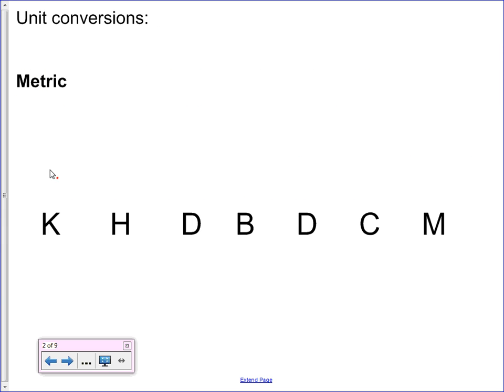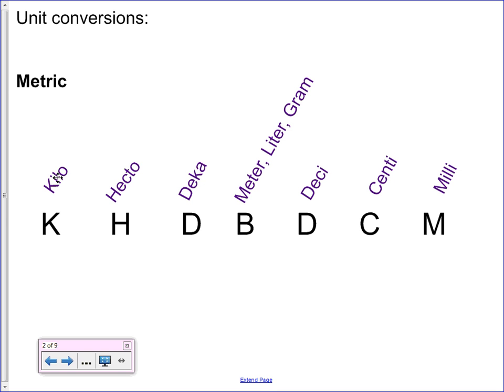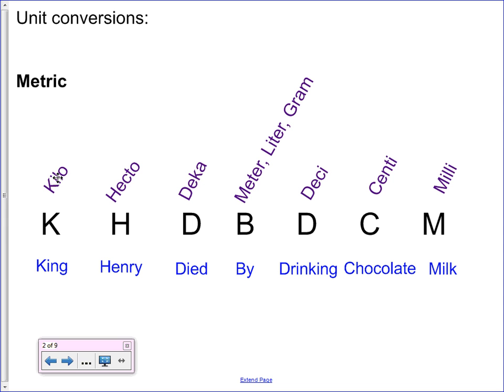All right, so our metric system is going to go with the saying King Henry died by drinking chocolate milk. So I have kilo, hecto, deca, my base, which is meter, liter, and gram. Then I have deci, centi, and milli. The saying that I just said that goes with it, that I'm familiar with, is King Henry died by drinking chocolate milk. There are multiple other sayings that you can come up with for this.